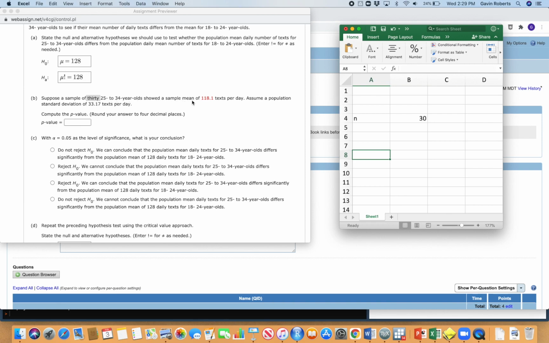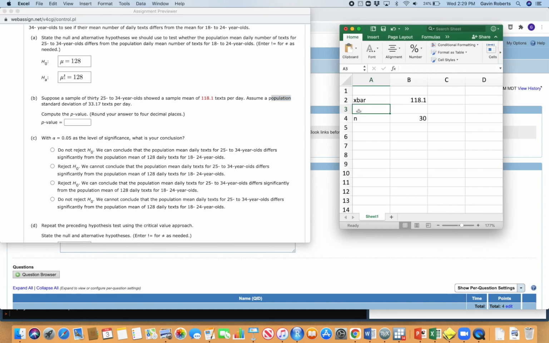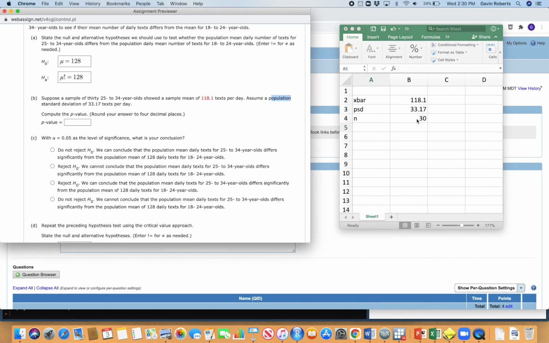25 to 34-year-olds showed a sample mean, x bar, of 118.1 texts per day. Assume my population standard deviation is 33.17. I'm going to go ahead and put PSD right here because that will remind me that I'm dealing with a population standard deviation. Why does that matter? Oh, you know. You know why it matters. So we're going to go ahead and compute a p-value based on this data so far.